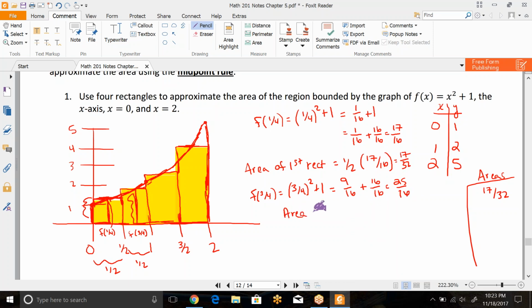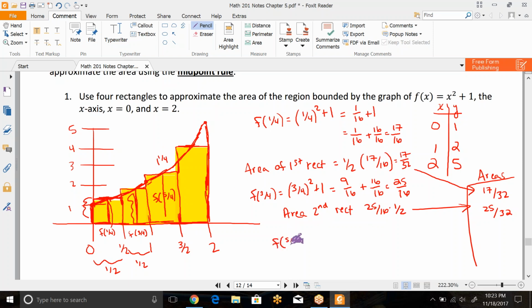So area of the second rectangle is 25 over 16 times 1/2. So that's going to be 25 over 32. Okay. All right, for the next one, this would be 1 1/4, so that's going to be 5/4. So we need to know f of 5/4 to figure out this one. And I figured that out because it's 1 1/4. So that's 4 times 1 plus 1, which would be 5/4.